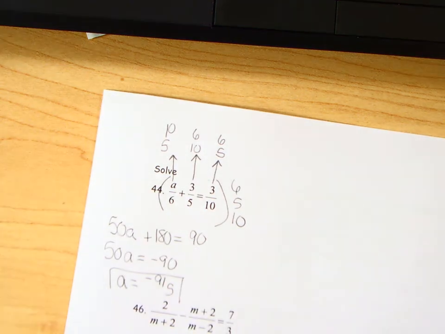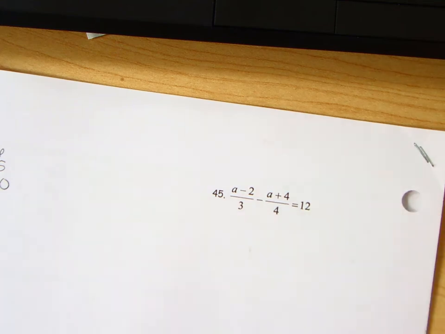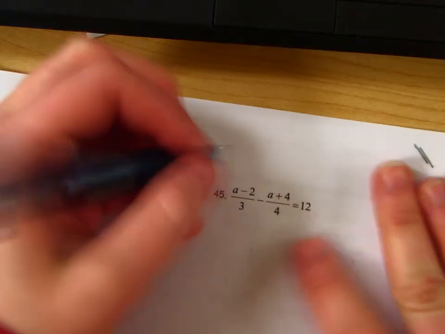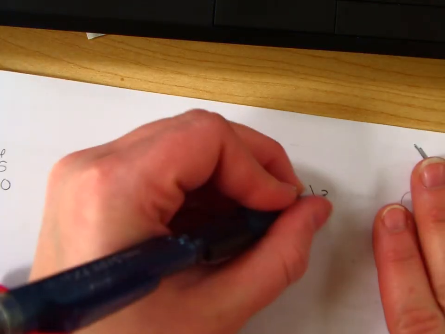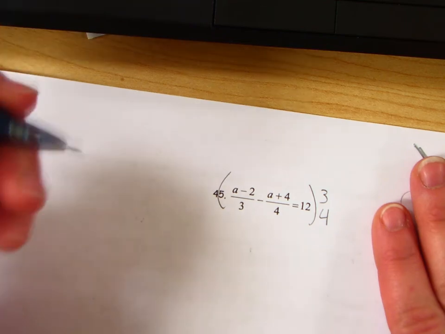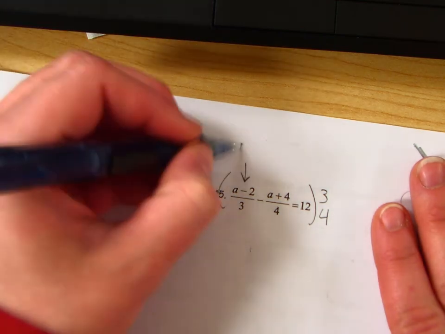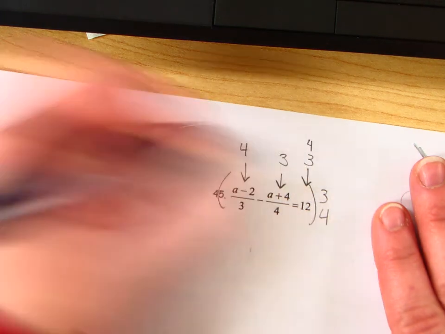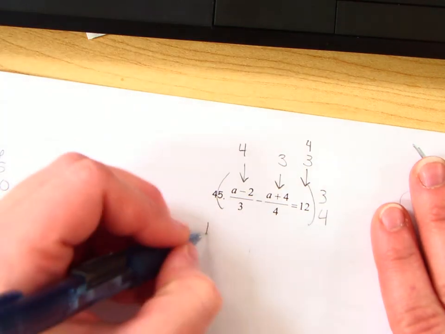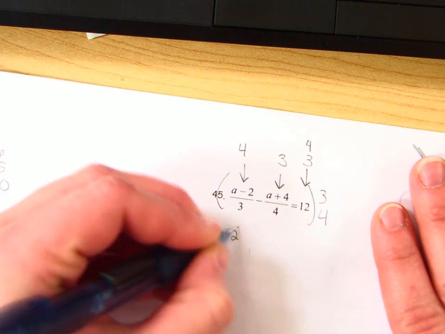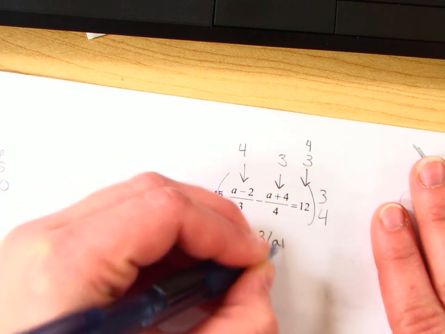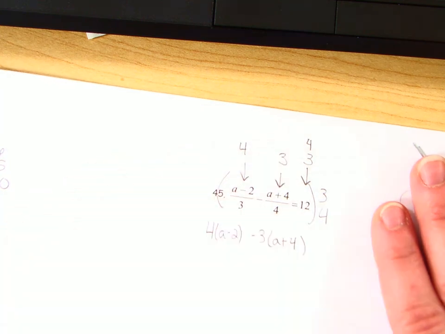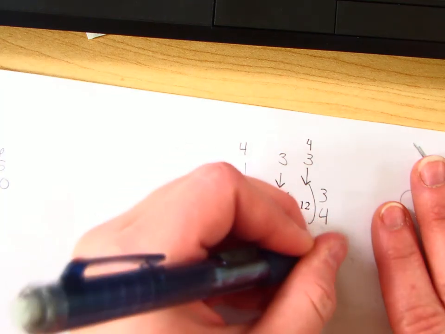Ooh. Okay, number 45. And yes, there will be one of these, probably more like number 46 than anything else, on your final. Okay, common denominator is a 3 and a 4. Broke my pencil, I was so excited. This needs a 4, this needs a 3, this needs a 4 and a 3. So we do 4 times a minus 2 minus 3 times a plus 4 equals 144 when you multiply all three of those numbers together.